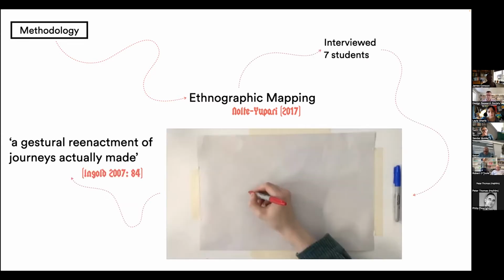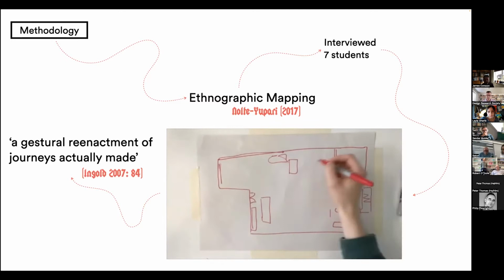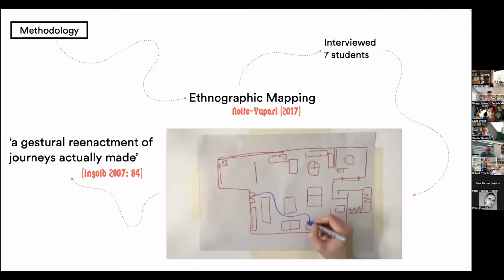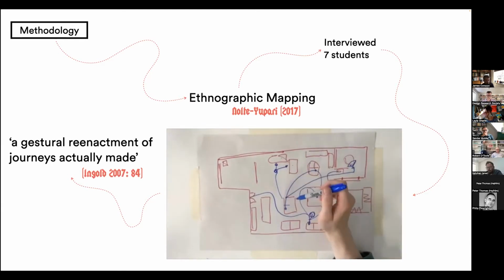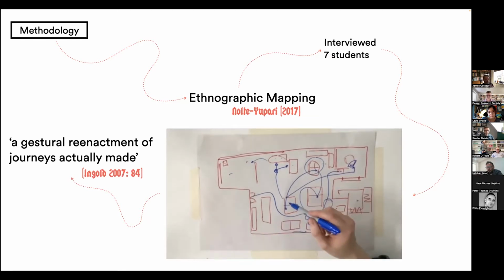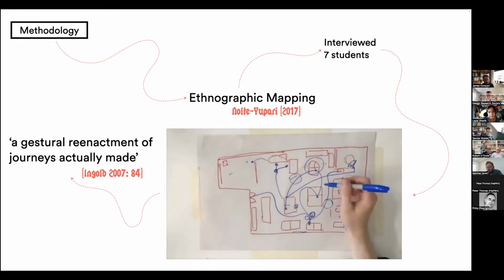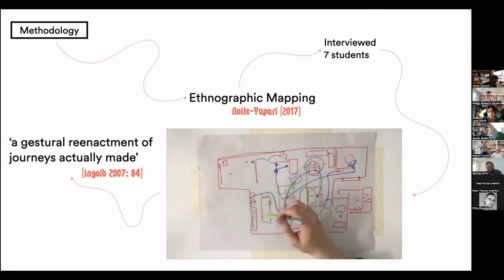So we used, like I said, this method of ethnographic mapping. Effectively, we interviewed a student at the end of the day, one by one, in the studio in which they'd been that day. They were given a large sheet of paper, as you can see there, and they were asked to draw out the studio. Then they were asked to map and record, to trace, actually, that's probably a better word, the journeys they had taken that day. And that drawing, as you can see there, became a way to have a conversation about what was happening.